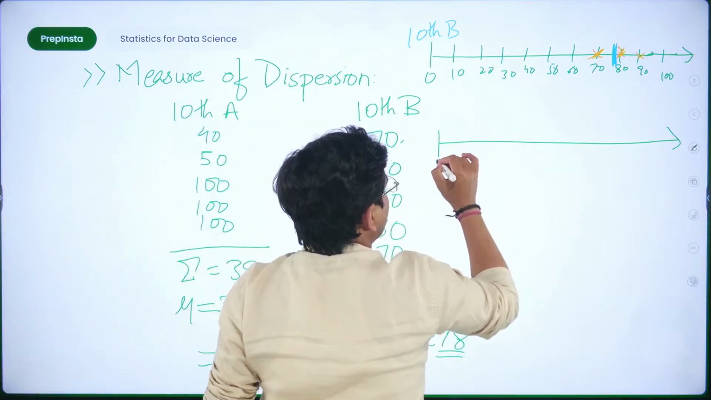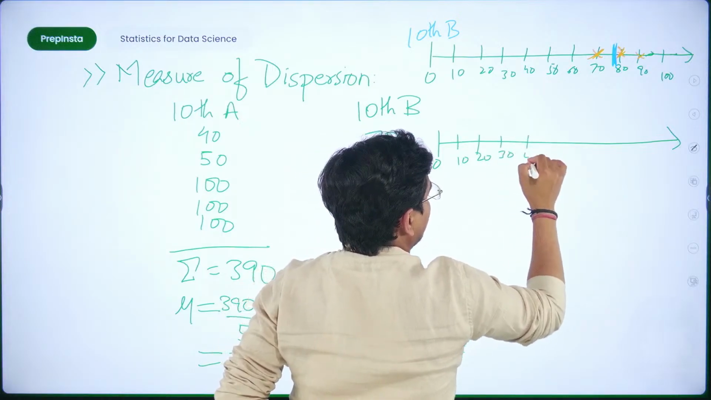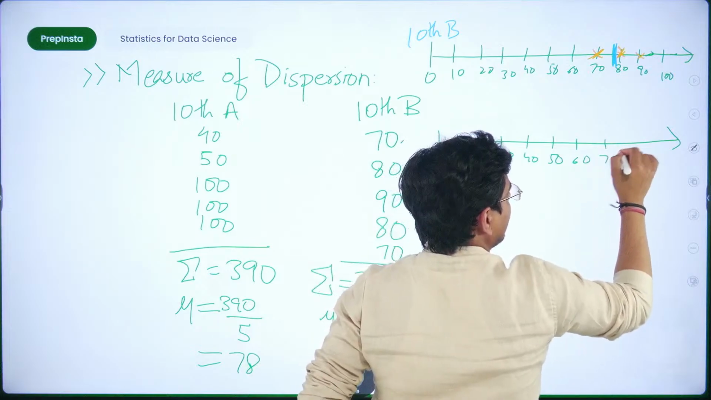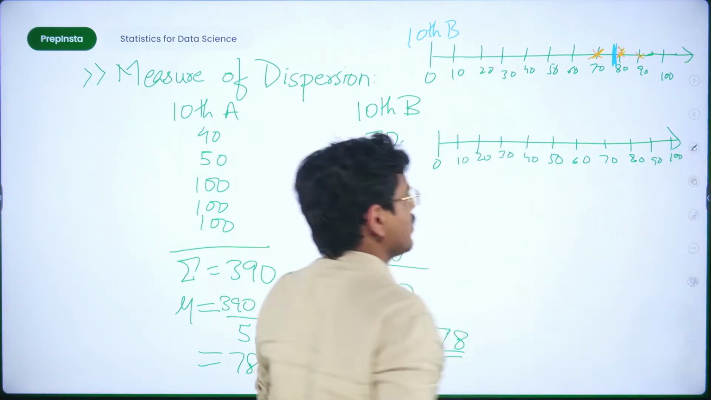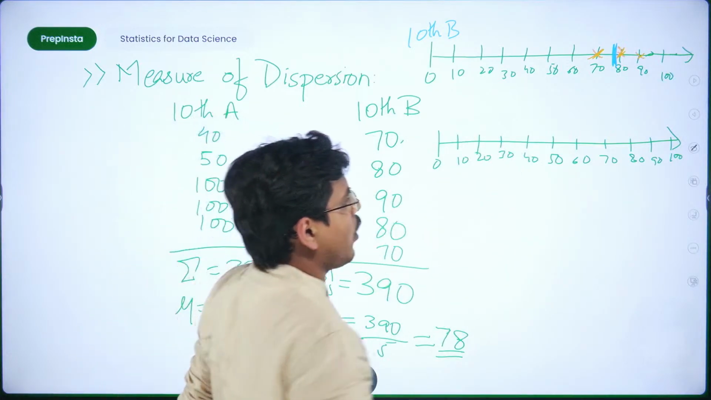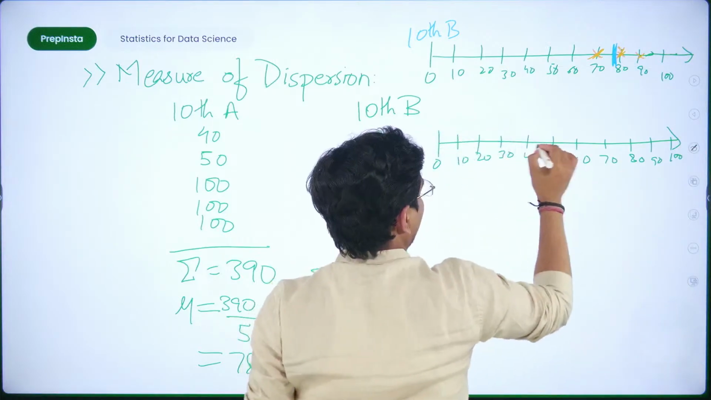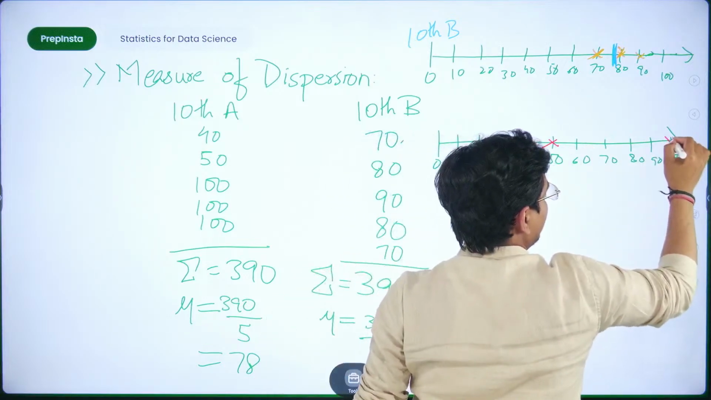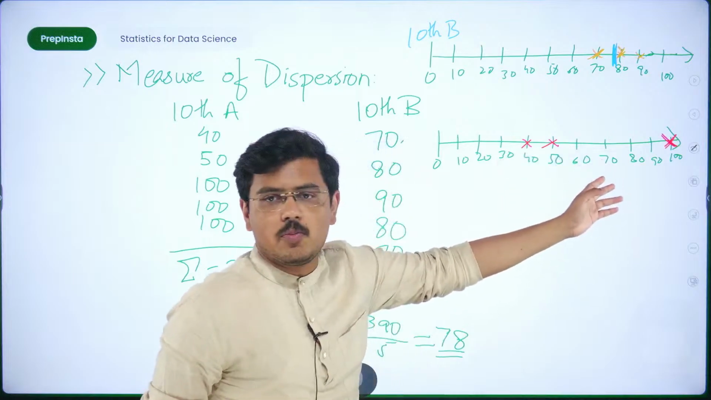Fine. So 0 again, 10, 20, 30, 40, 50, 60, similar. Fine. 70, 80, 90 and 100. Fine. So these are the marks, again the marks distribution for 10th A. Let's plot. Fine. So for 10th A, I'll go with the red color and 40 is here, 50 is here, then 3 people are straight away on 100. So that is the distribution.